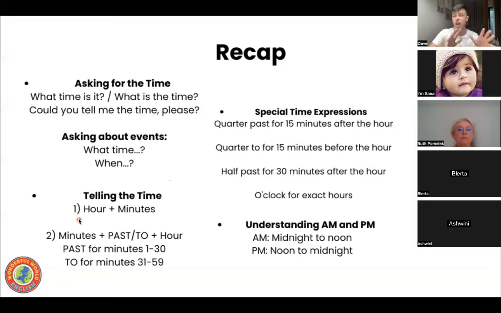So we know it's 10:20. It's 10:45. You can do this one, or you can do it a little bit more complicated, but great to be able to say and understand minutes past or minutes to the hour. So we could say it's 20 past 10. It's 10 to 11. Okay, thank you.